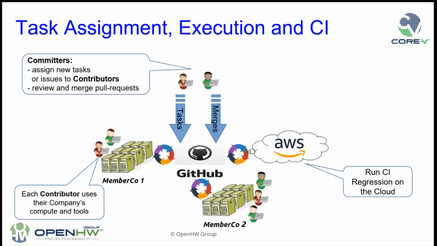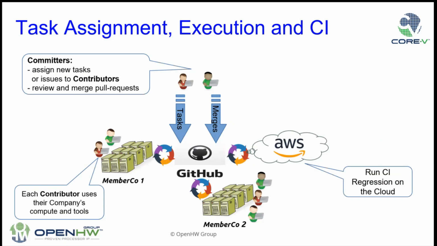There's a group of people that are called the committers. They're basically the people that maintain the code base. They will assign tasks. Maybe a task is to write some coverage. Maybe a task is to fix a bug. Whatever it is, develop a UVM agent. Whatever that is, that gets assigned to a contributor. Both committers and contributors are using their own compute with their own tools on their own premises.